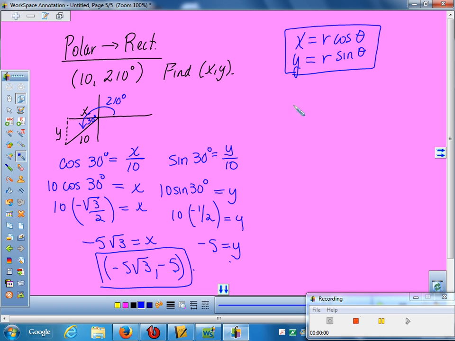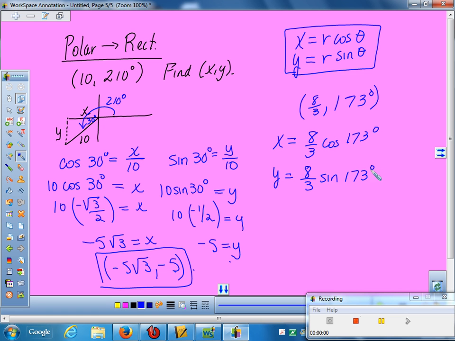So if I gave you one that was nasty numbers, suppose I gave you r was 8/3 and the angle is 173 degrees. How are you going to get x and y? You don't even have to draw the picture now that I gave you those formulas. You're going to go, oh, I need to do 8/3 cosine of 173, and y is 8/3 times the sine of 173. Since that's not a special angle, you're going to throw it in your calculator and get the decimals, and you're done.